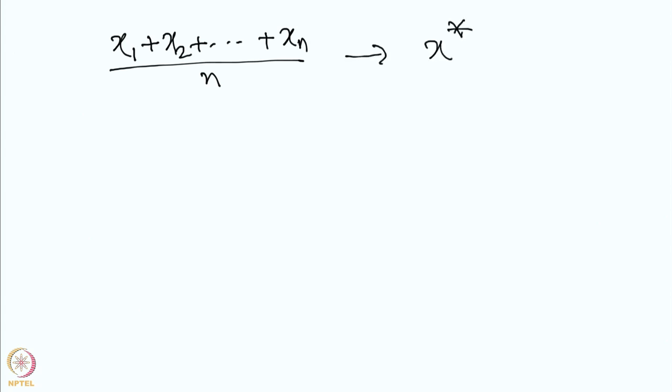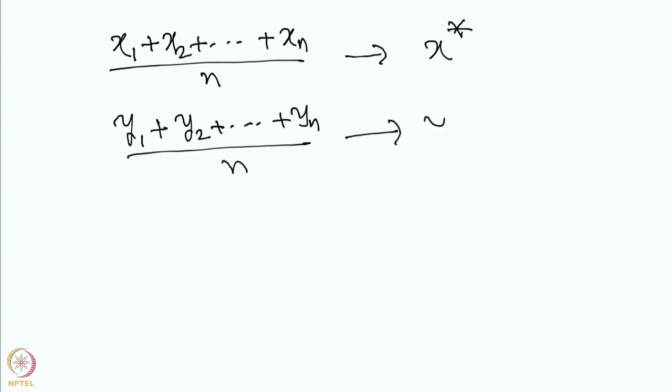Now, they choose the pure best response to those empirical averages, and the convergence is that x1 plus x2 plus up to xn, divided by n, which is basically the empirical average of player 1's choices, converges to some x star. Similarly, look at the empirical average of the choices made by player 2. This converges to y star. The theorem proved by Robinson is that (x star, y star) is a saddle point equilibrium.